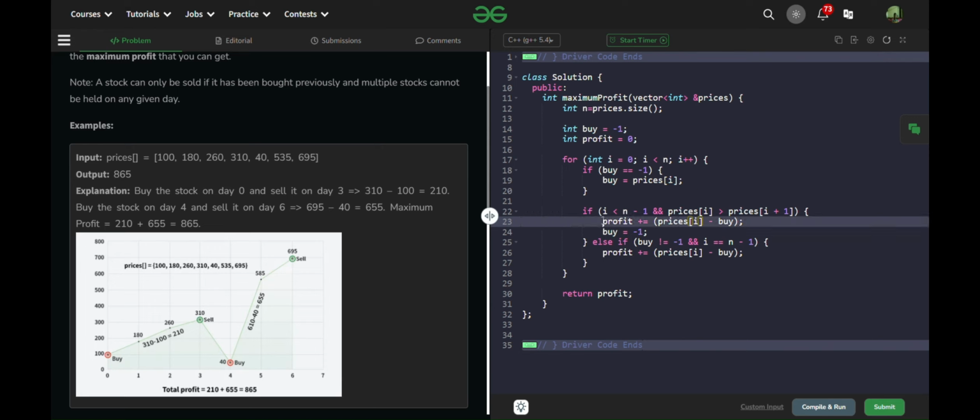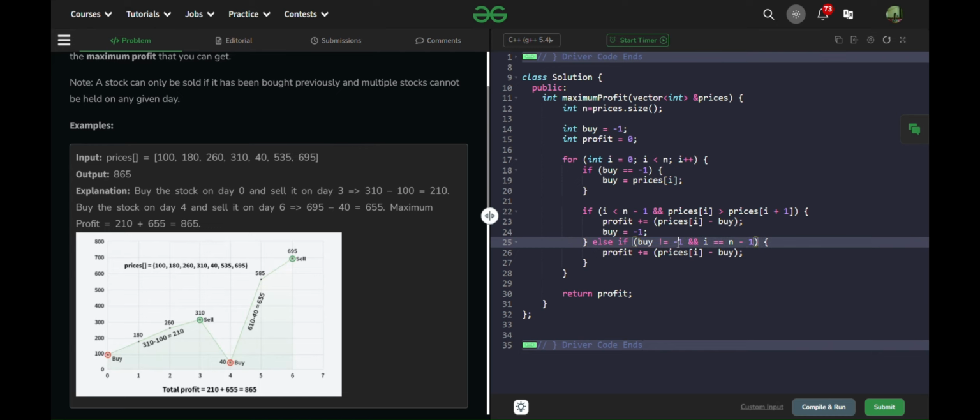So if the next element is smaller, like here the next element is smaller, so we will add to the profit. This is the selling price minus the bought price, that is this, and we will set buy equals -1, so that we can buy the next element.